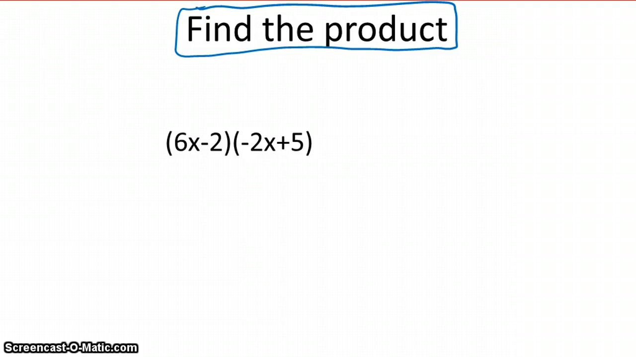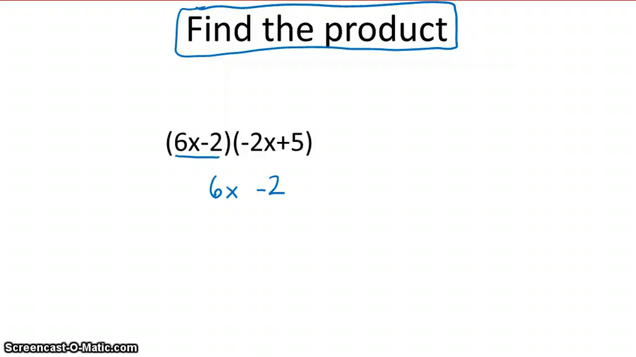Now we did talk about there's two methods to be able to do this. I am going to now focus on the box method. What I'm going to do is set up the box. So I'm going to take 6x minus 2 and put that at the top. 6x, and then negative 2 will be the second one.